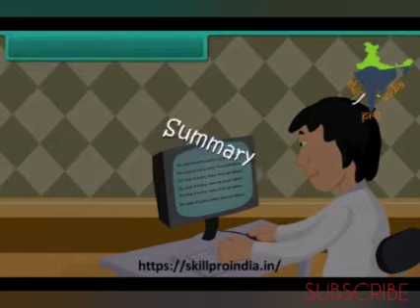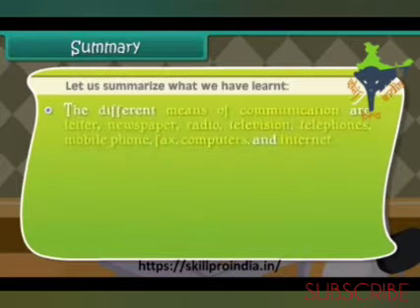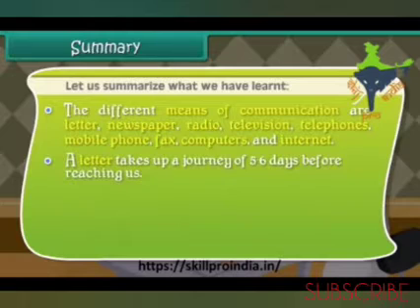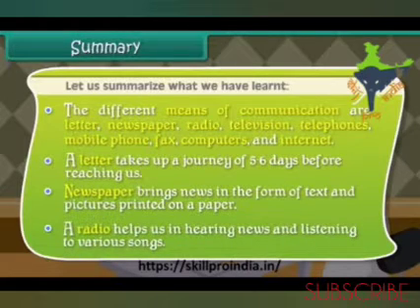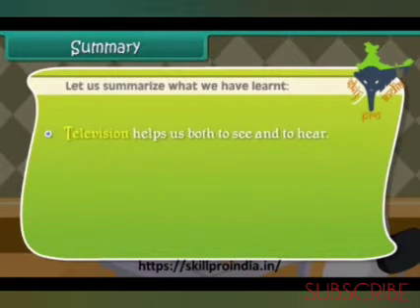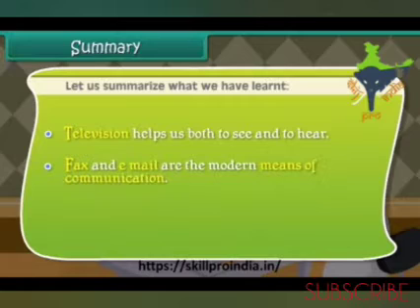Summary. Now, friends, let us summarize what we have learnt. The different means of communication are letter, newspaper, radio, television, telephones, mobile phone, fax, computers, and internet. A letter takes up a journey of 5 to 6 days before reaching us. Newspaper brings news in the form of text and pictures printed on paper. A radio helps us in hearing news and listening to various songs. Television helps us both to see and to hear. Fax and email are the modern means of communication.